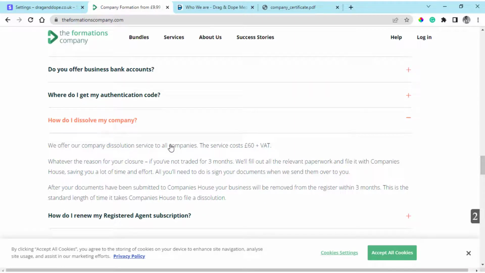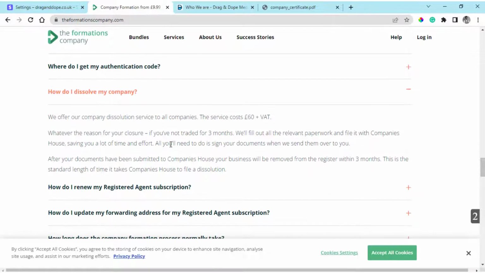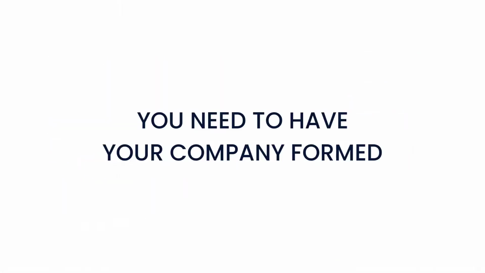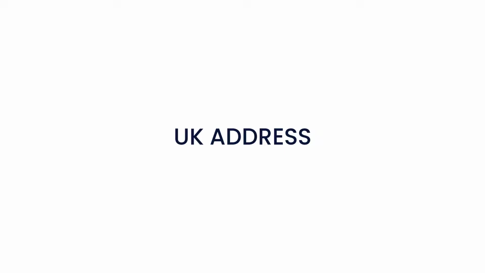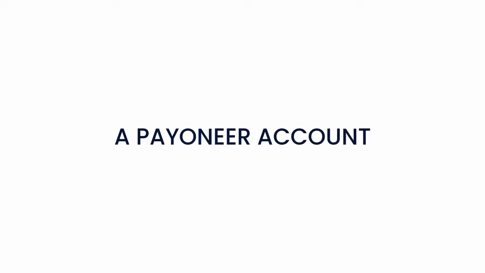So yeah, we are still talking about how to get your Stripe account, and I said that you need to have your company formed. And to have your company formed, you need about 3 things. The first one you need is a valid ID card. It can be your driver's license or your international passport. The second thing you need to have is a UK address. So either you're going to buy it or you're going to use that of someone that is close to you. And the third one is that you need a Payoneer account.